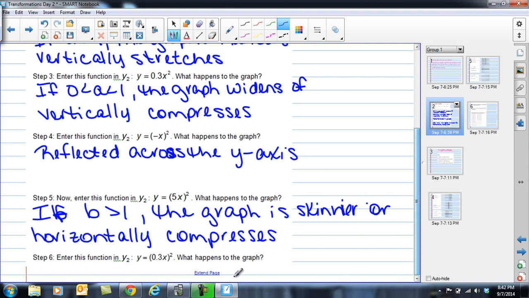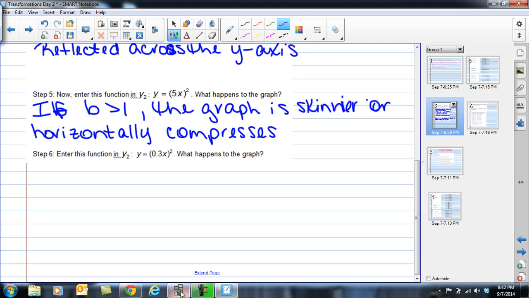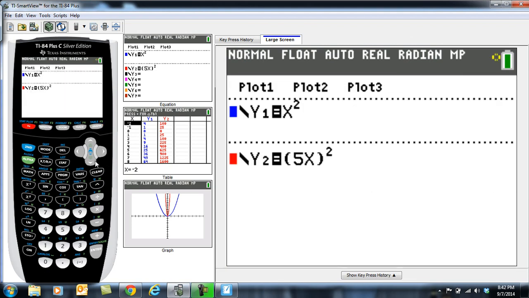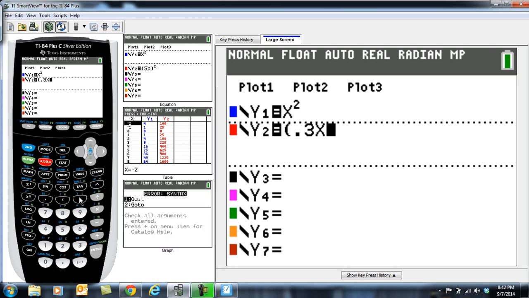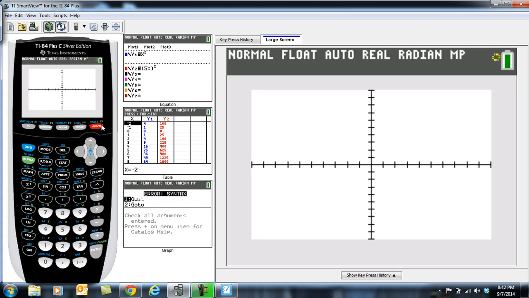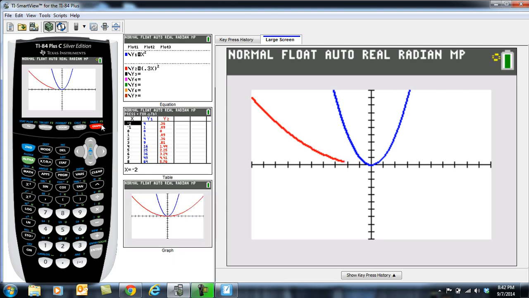So then let's make b be a number between 0 and 1. We'll look at what happens here. So now I'm going to make my second one. It's still going to be the quantity, but this time it's the quantity of 0.3x. All of that is squared. And so when I graph that, you see that it makes my graph much, much fatter.